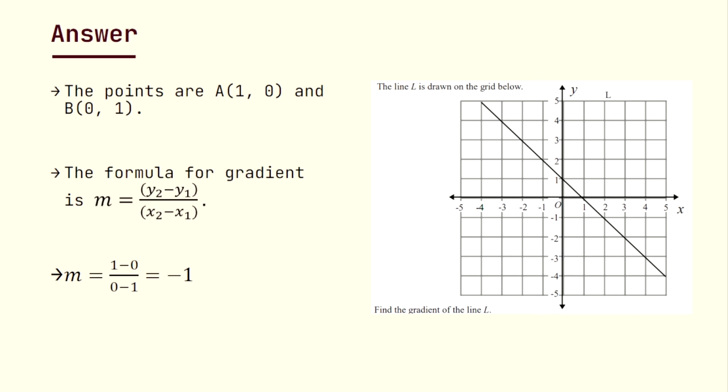After we choose 2 points that are exactly on the line, we can find the gradient with this formula. The formula is m equals the y coordinate of point 2 minus the y coordinate of point 1, divided by the x coordinate of point 2 minus the x coordinate of point 1. So from this formula we get m equals 1 divided by minus 1, so m is minus 1. So the gradient is minus 1. From this problem we know that finding the gradient of a line is easy. Let's move on to the second question.